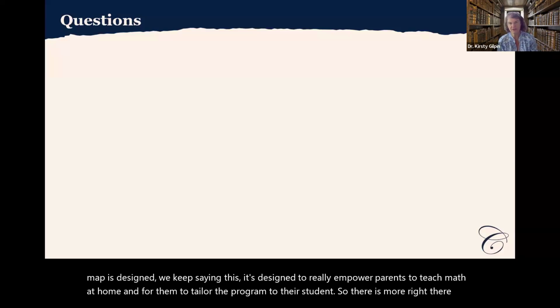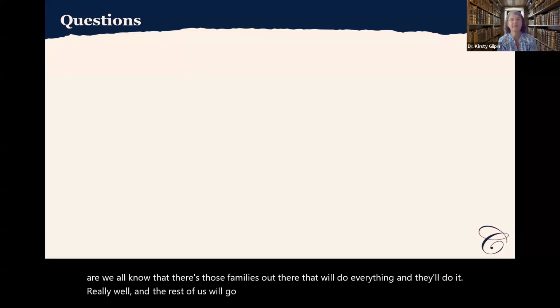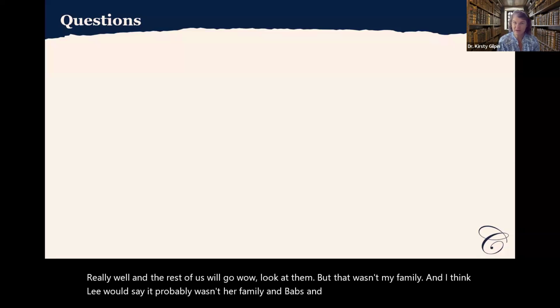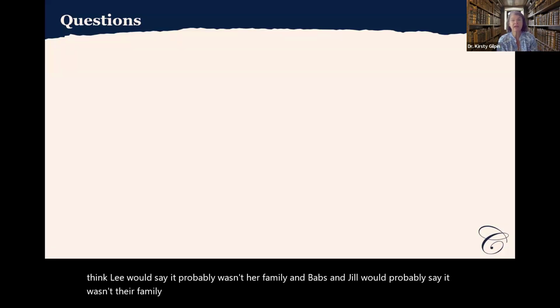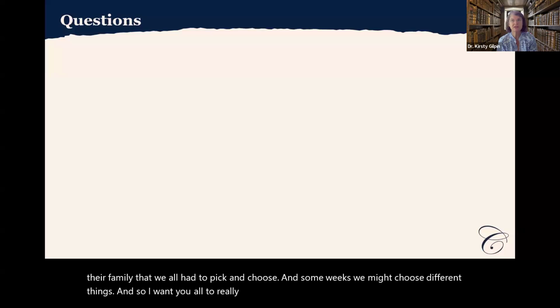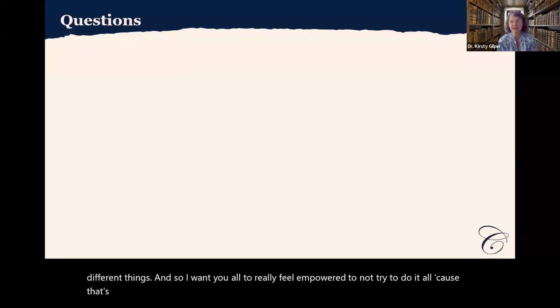We all know that there's those families out there that will do everything and they'll do it really well. And the rest of us will go, wow, look at them. But that wasn't my family. And I think Lee would say it probably wasn't her family. And Babs and Jill would probably say it wasn't their family, that we all had to pick and choose. And some weeks we might choose different things. And so I want you all to really feel empowered to not try to do it all, because that's not really the intent. Nina, what was your question?